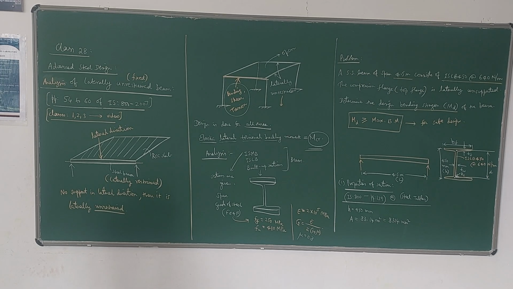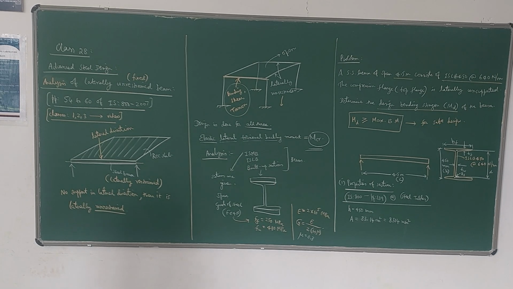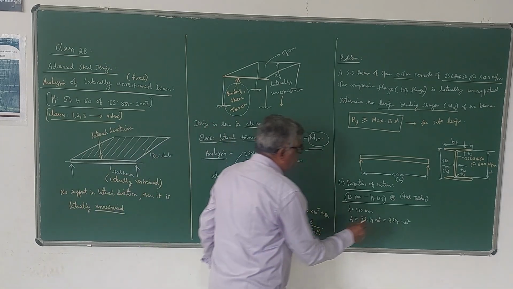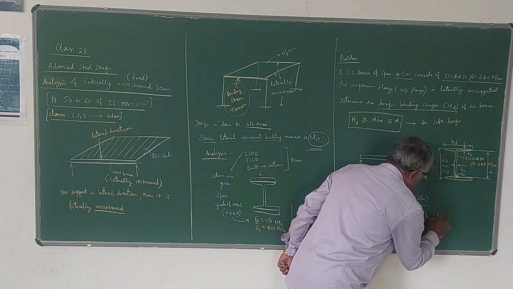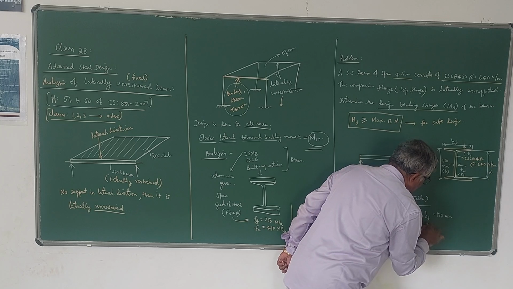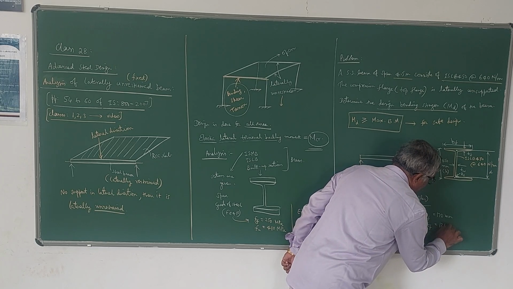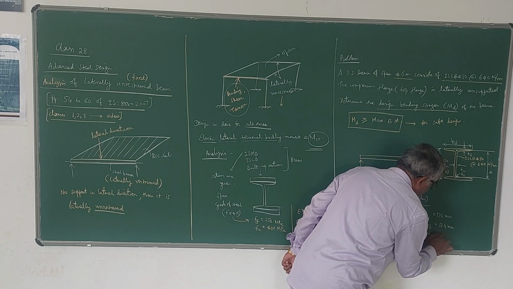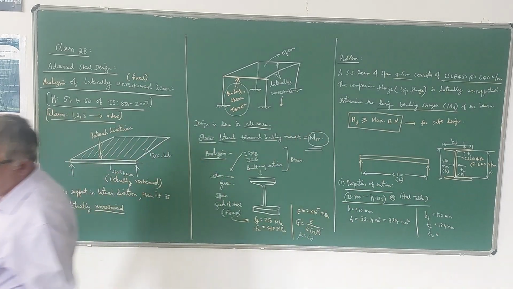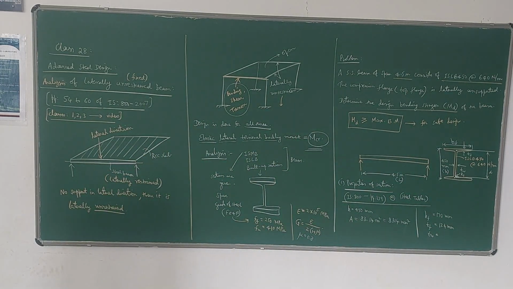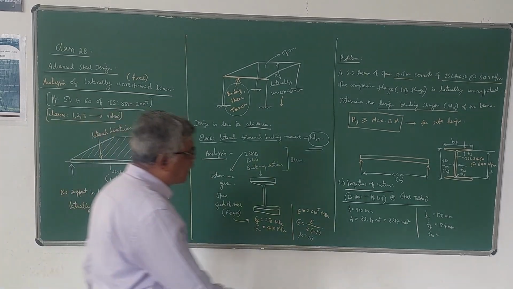So 450, next 170 width of flange, thickness of flange 13.4. Correct? So BF 170, thickness of flange 13.4. TW, thickness of web, is 8.6 millimeters.